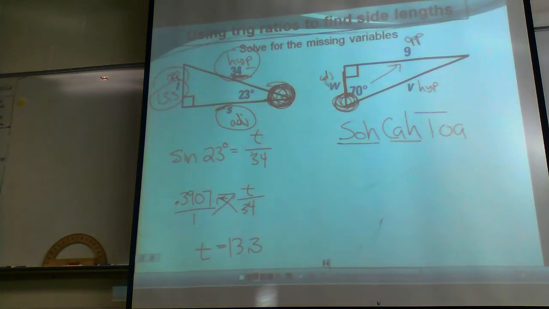W. So if I go, okay, W is my adjacent side. The one given to me is the opposite side. So the one I pick has to be the one that uses opposite and adjacent together. Which, out of sine, cosine, and tangent, was the one that used opposite and adjacent? Tangent. So I go tangent, 70 degrees equals opposite over adjacent. Right? Opposite side is 9, adjacent is W. Okay?